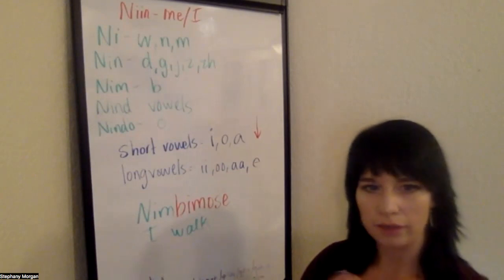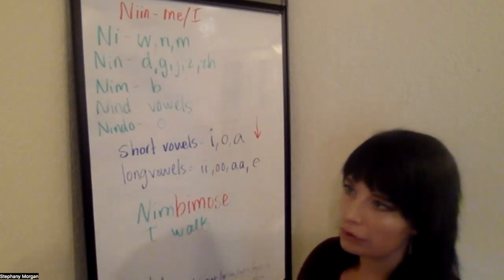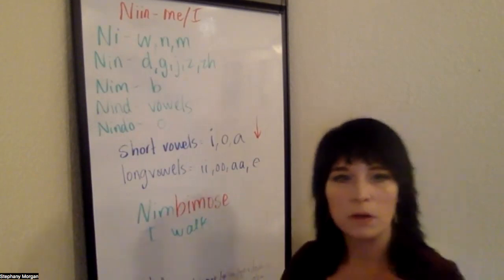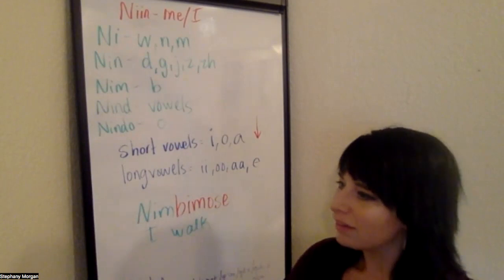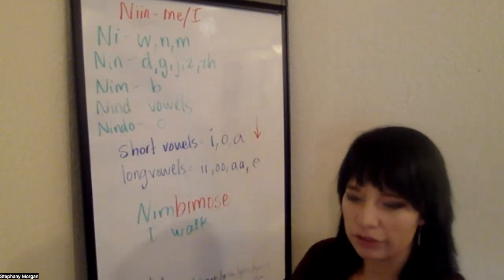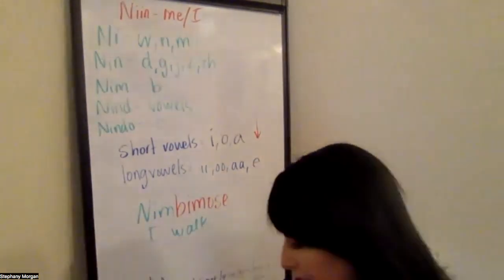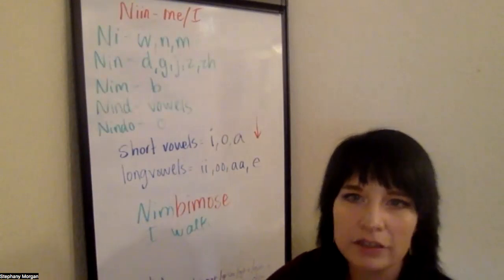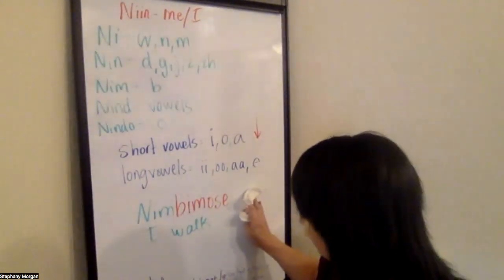You can add a location to this, so like nim bimose dawe wegamego. I am walking to the store. You can add a locative onto these words. It's not like the location is receiving the action, you're just doing the action. That took me a little while to grasp, but I just wanted to throw that out there. All right, let's try.